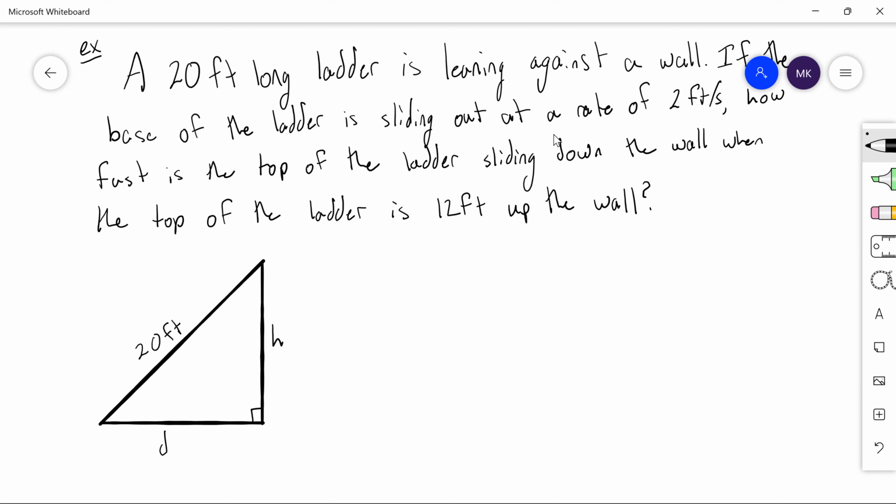Now, both of these, because our ladder is falling, we can treat as functions of time. So we can instead just call them D of t and H of t. What I know is that the ladder is sliding out at a rate of 2 feet per second. So that tells me that d prime of t is 2.